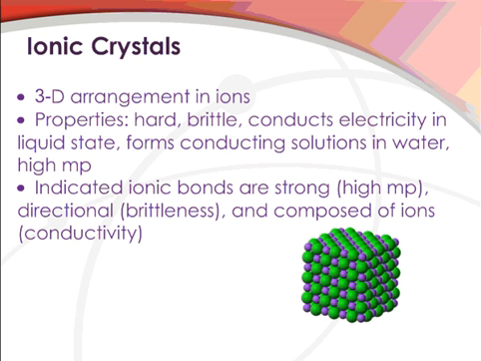Next one is an ionic crystal. You guys have looked at these definitely last year in grade 11, and we've taken a quick look at them already this year. It consists of the 3-dimensional arrangement of ions. Properties, these ionic crystals are hard, they're brittle, so they're sort of easy to mash up and break apart. They conduct electricity in a liquid state, and they form conducting solutions when they're dissolved in water. They also have a very high melting point. MP is melting point. So here it says the ionic bonds are strong, directional, and composed of ions. So I'm going to show you what I mean by that.